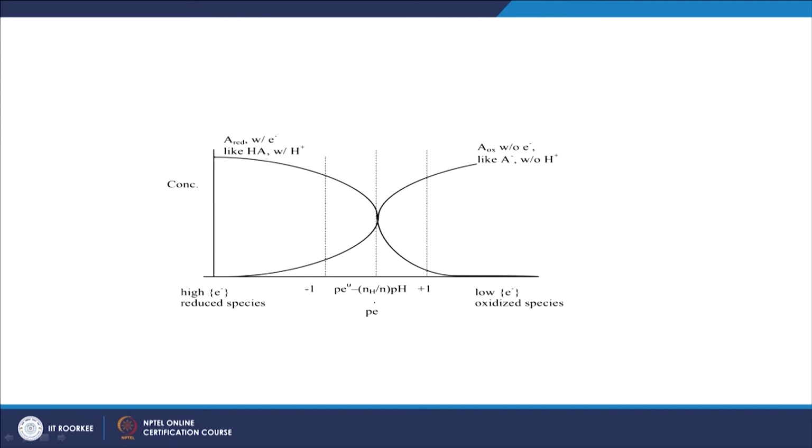Earlier, if you remember, for the equation A oxidized plus n electrons goes to A reduced form, we did not have this pe naught minus nH by n pH, we just had pe naught. But now we have A oxidized plus nH H plus, plus n electrons goes to A reduced form. So here the reference term is pe naught minus nH by n pH. Again, it is similar to the figure that we visualized earlier.